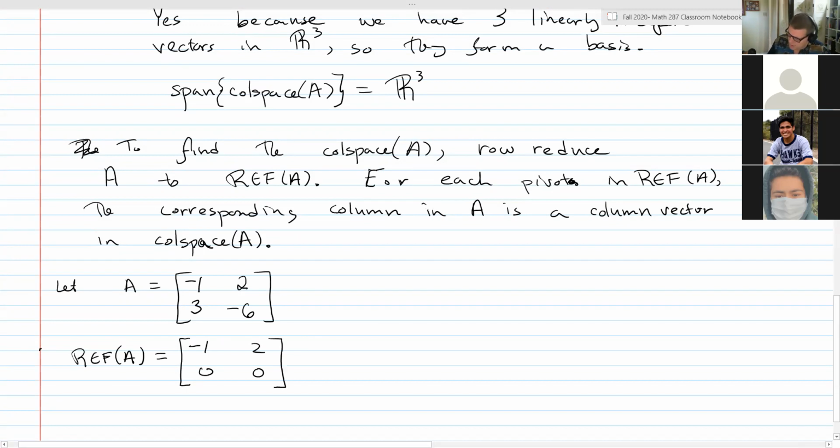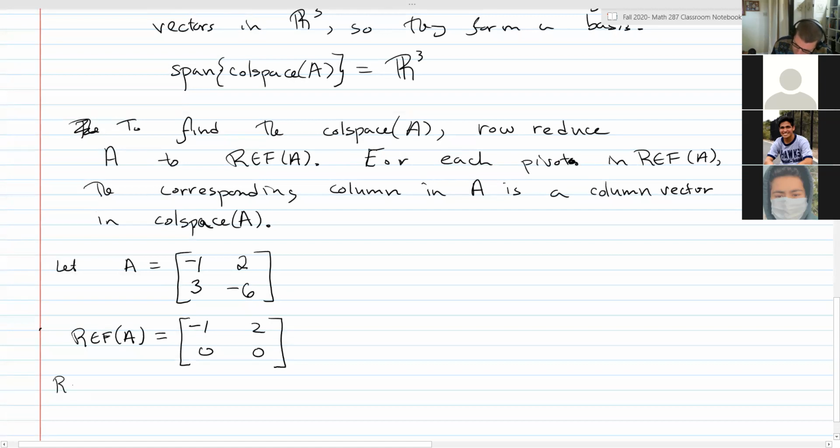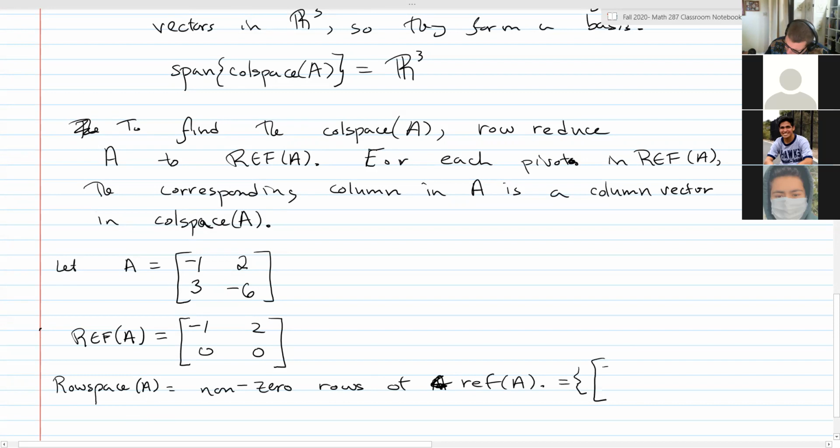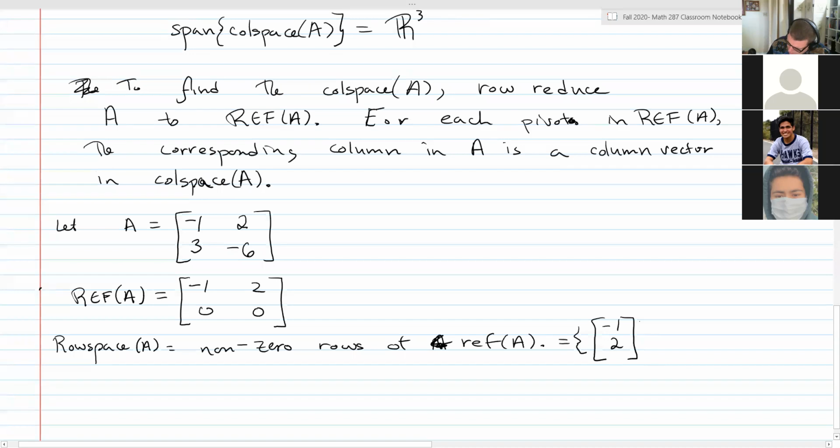All right. So now the row space is the non-zero rows of REF of A. Row space of A equals the non-zero rows of REF A. And so that row space is going to equal -1, 2. So that's the row space, -1, 2.